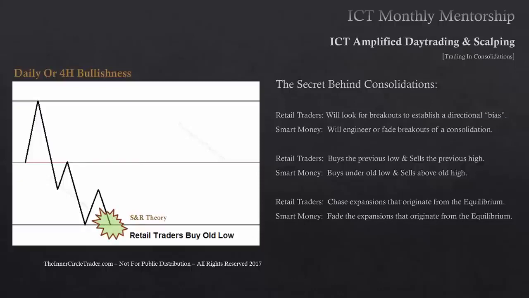And then when we get the opposite, when price trades down below the previous low outside of the consolidation, that's where we're looking to be a buyer, and we're buying up those sell stops when, again, the daily and or 4-hour is in a bullish order flow. That creates our low risk, high probability entry.